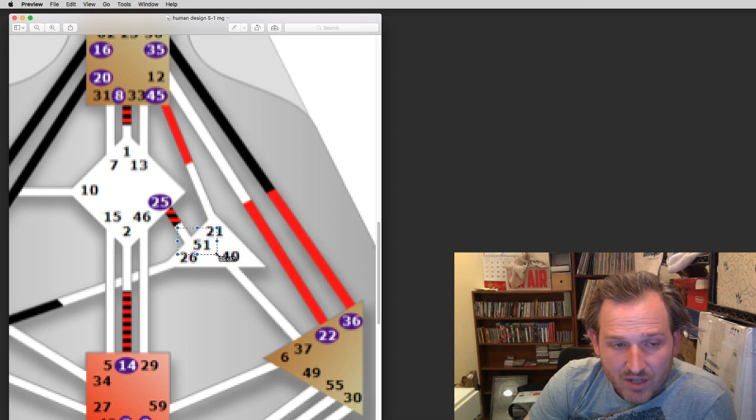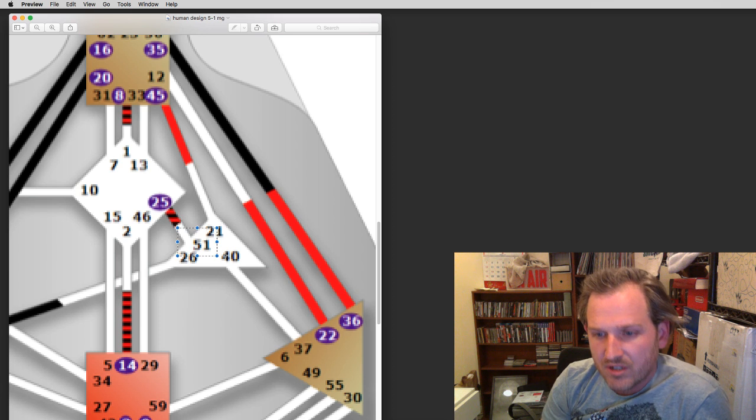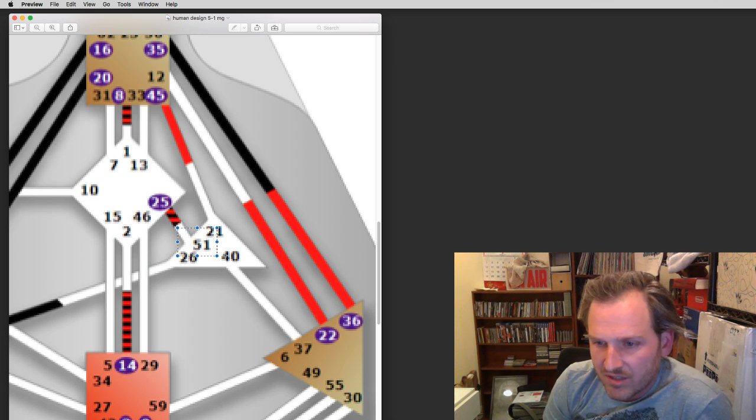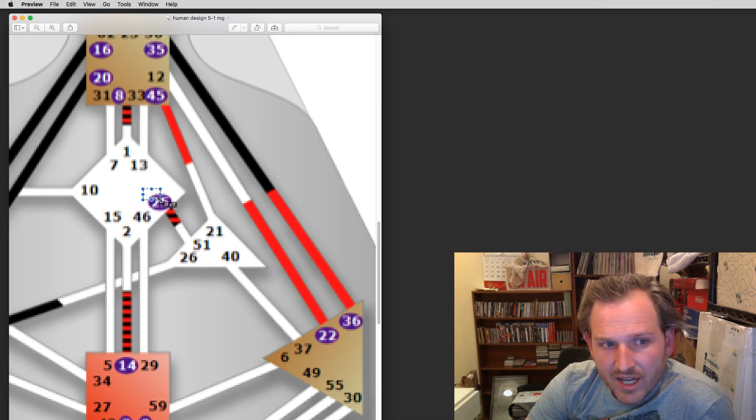Now gate 51 is feeling like, if only I had a little more courage, if only I weren't afraid of the unknown, then I would be satisfied. Because gate 51 is about jumping blindly into the unknown. And again, when you have a gate pointing at it, it feels like there's something wrong with you.